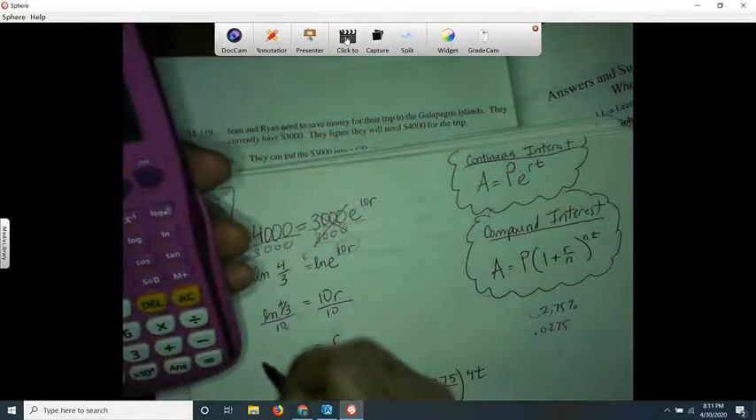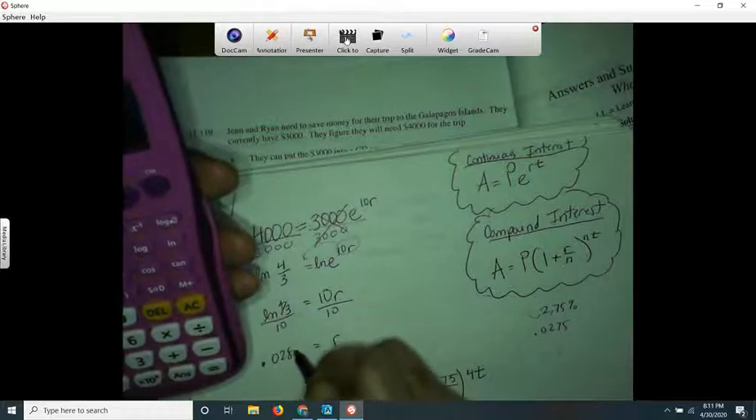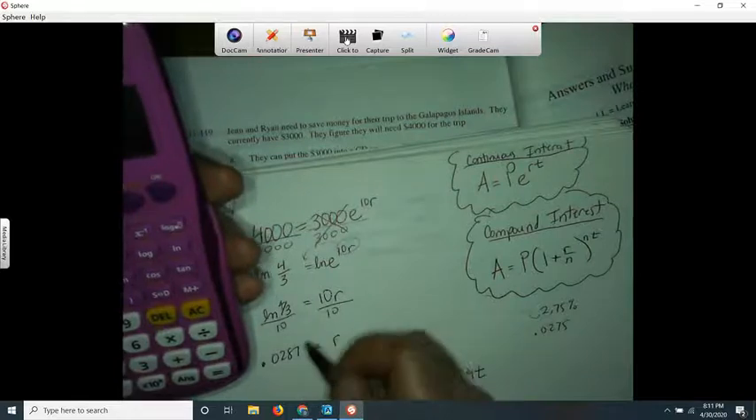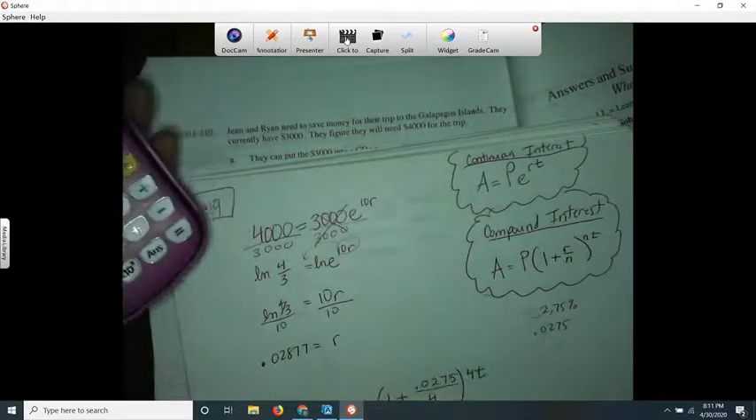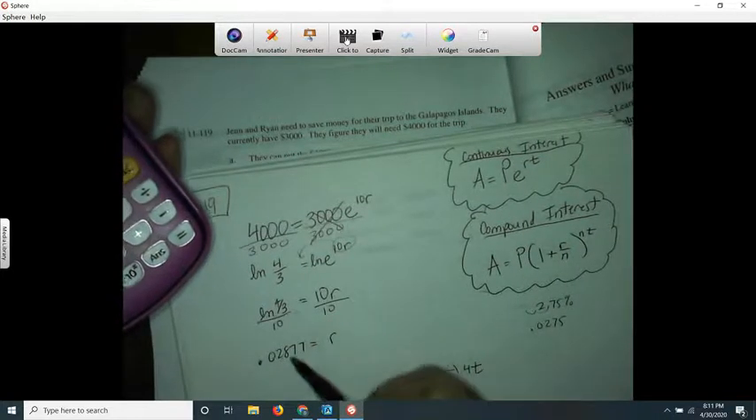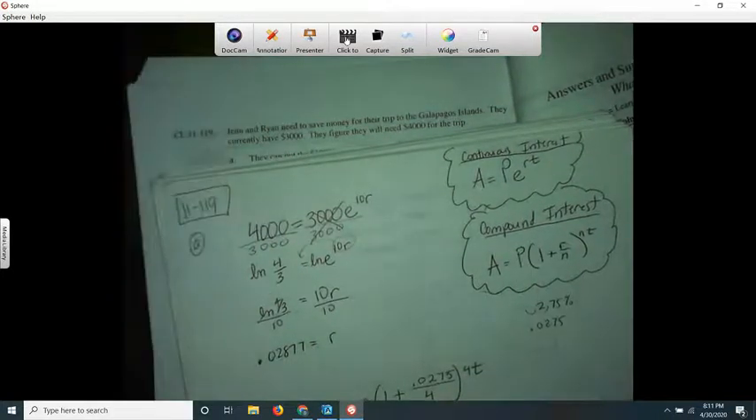It's 0.2877, I guess I'll round it. So that's like 2.88% interest rate. I'm going to check that. Yeah, they rounded it to 2.87.